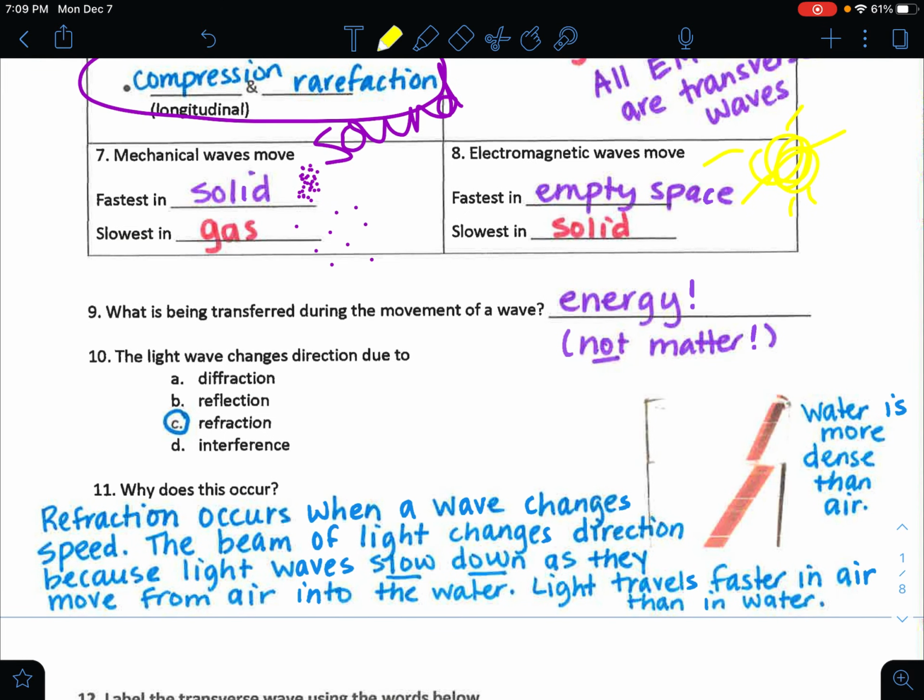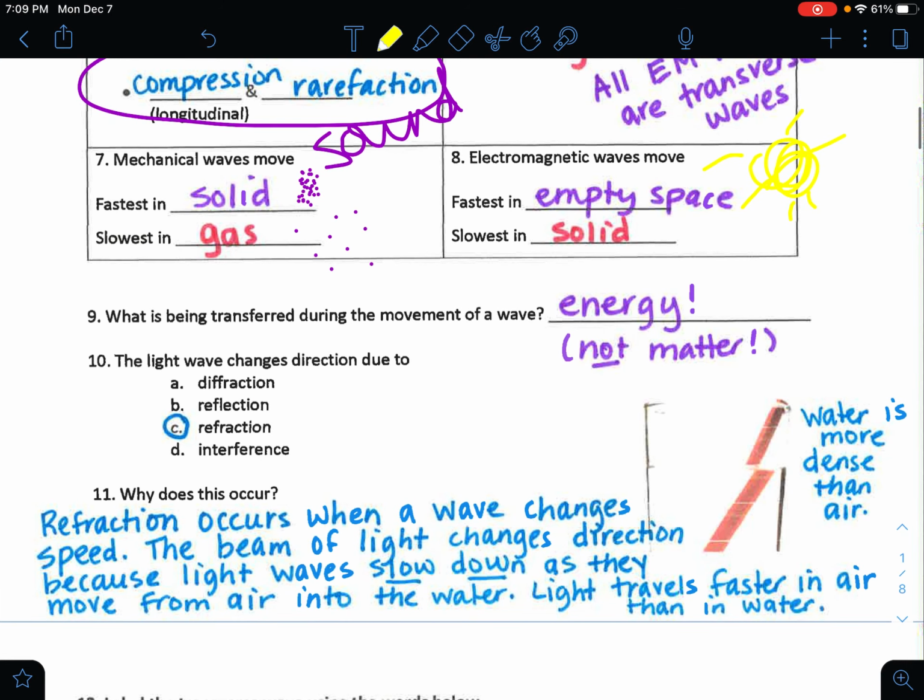All right, so what's happening in this picture here? The light waves change direction. Remember, that's one of the properties, due to refraction. So this is when we put the pencil in the water and we look at it underneath and it looks like it's split. Why is this happening? Refraction occurs when a light wave changes speed. The beam of light changes direction because light waves slow down as they move from air into water. Light travels faster in air than in water, so that water is more dense.